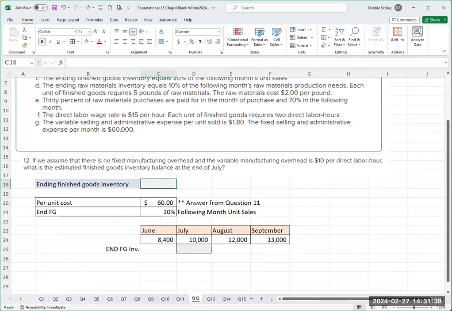Okay, 12. So again, same thing, they want to know now what is the estimated finished goods inventory balance, which means in dollars, at the end of July. So if you remember, okay, so we just figured out each unit costs $60 to make. That's the answer from question 11.